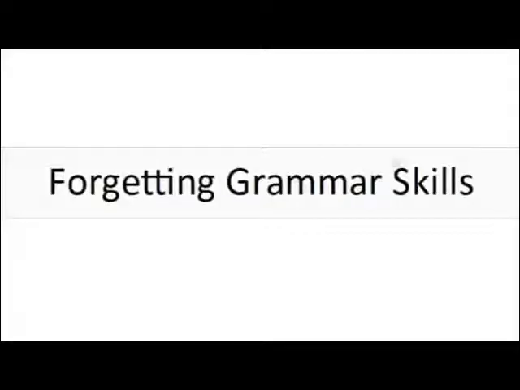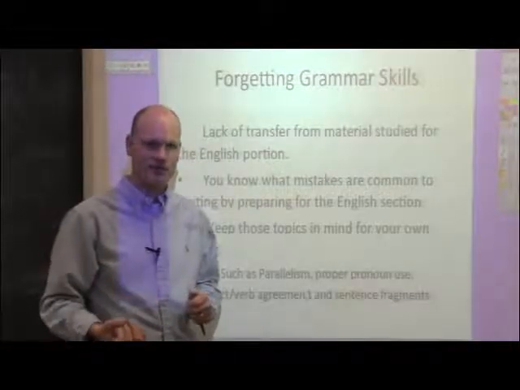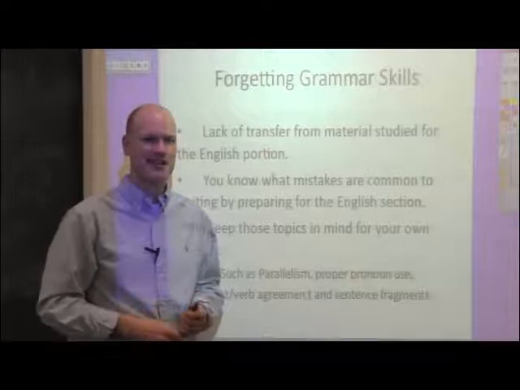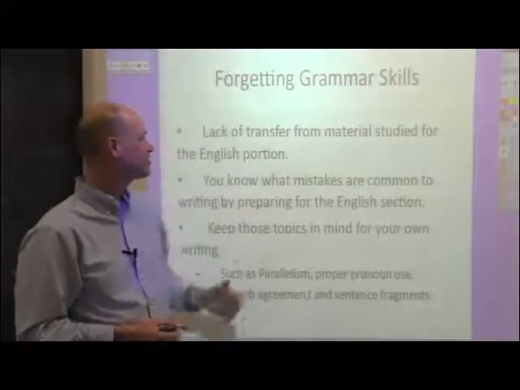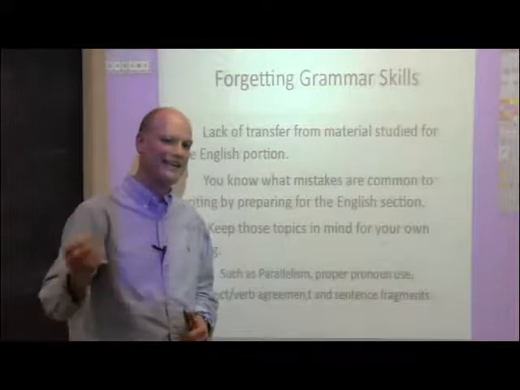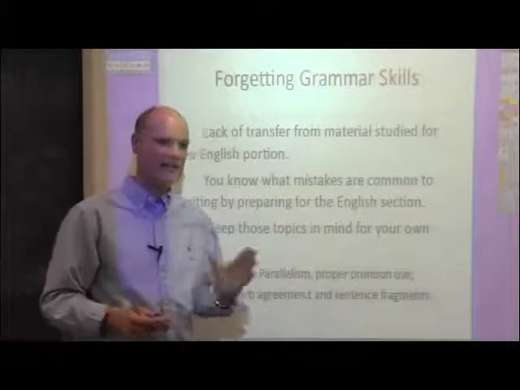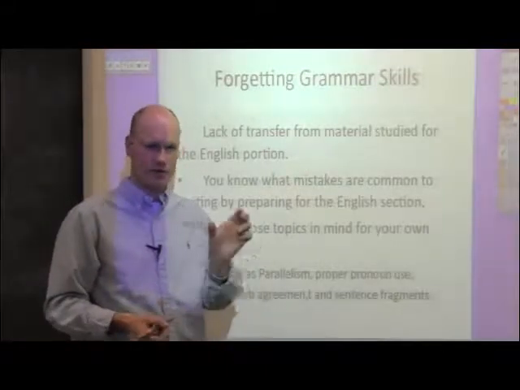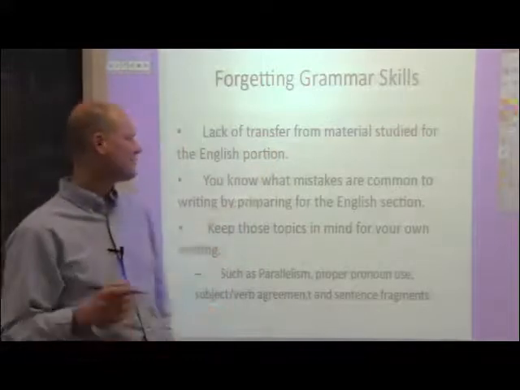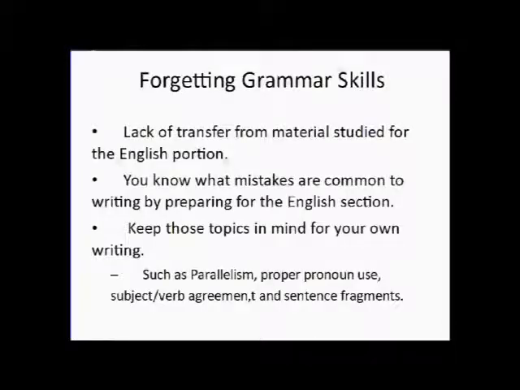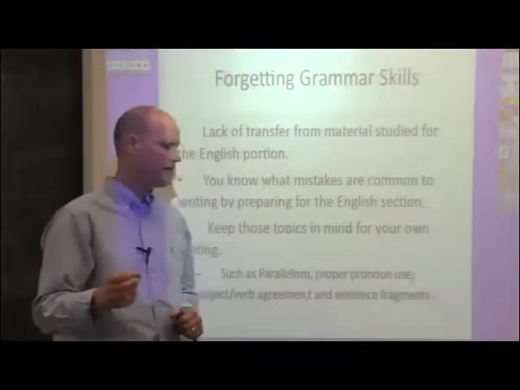Sometimes when it comes to the writing test, we throw the grammar part out and you start writing the way you speak. That is in error when it comes to taking the ACT writing test. We can't forget those grammar conventions. They're taking a look at that and they're combining it along with your English grade because they are looking at those two things hand in hand. English is 2/3 and the writing is 1/3 for a combined score. So you have to make sure that you do not lack that transfer from material studied for the English portion. So you know what mistakes are common to writing in the time that you spent preparing for the English section. Don't forget about those. Keep them in your mind.